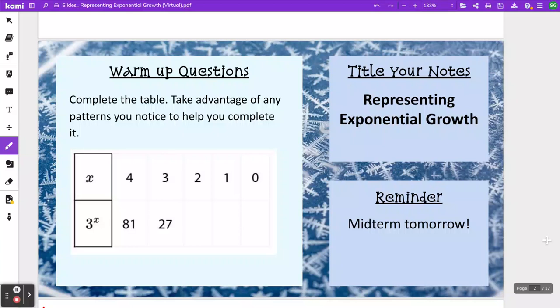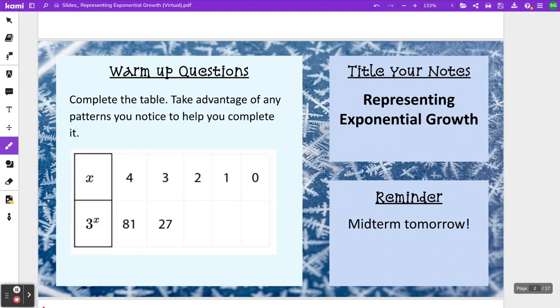Hello, algebra students. This lesson is going to be called Representing Exponential Growth. There is a warm-up question on the screen. This is going to help us get ready for some of the math we're doing in this lesson. Go ahead, pause this video now and try that warm-up and come back when you're ready to discuss the answers.